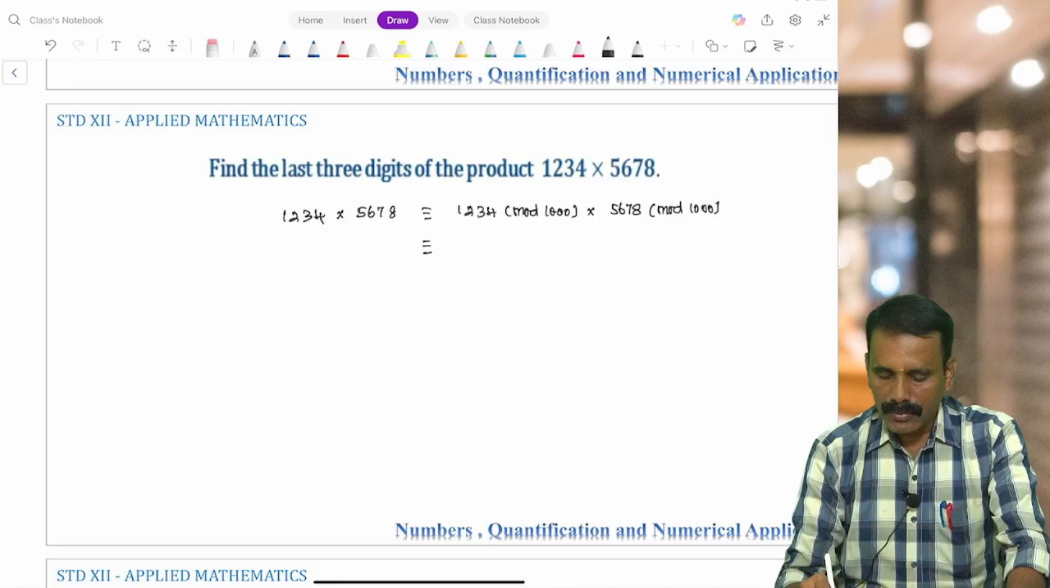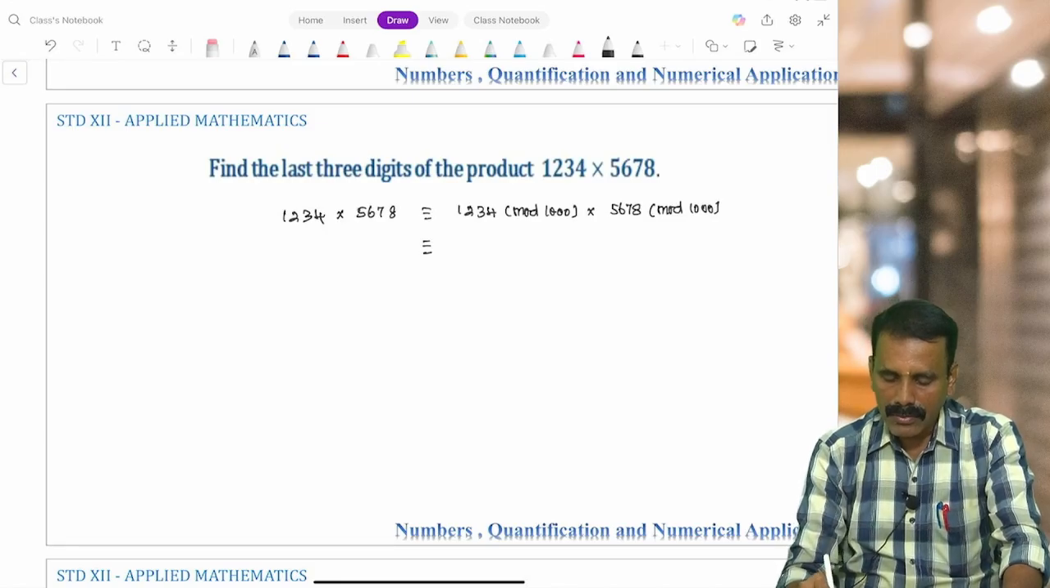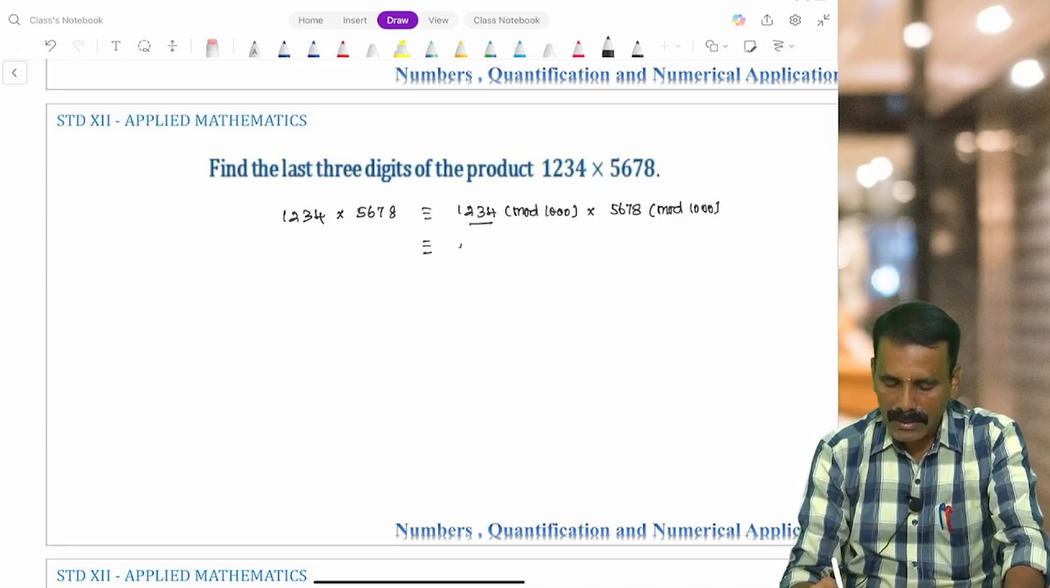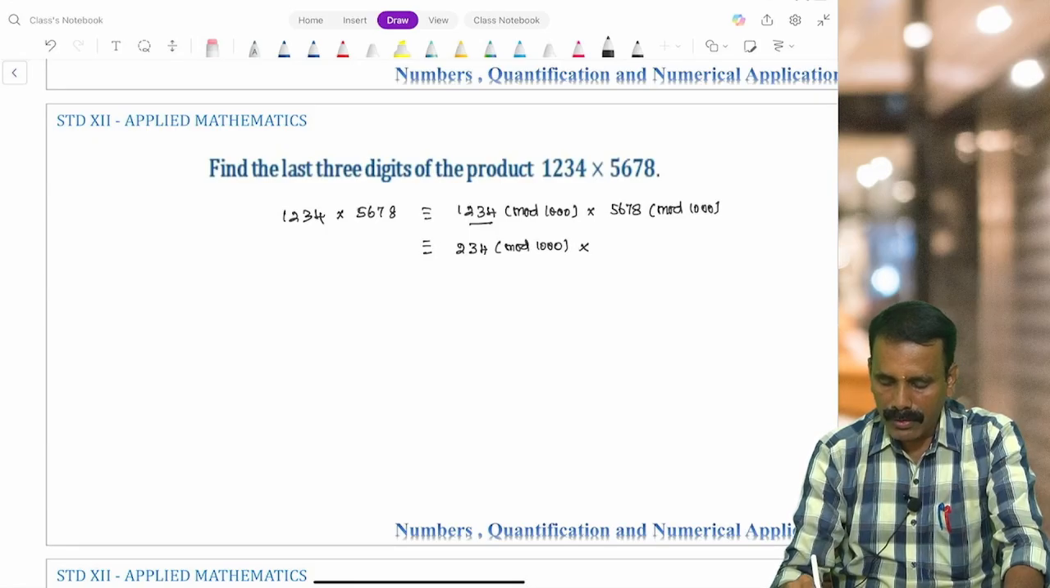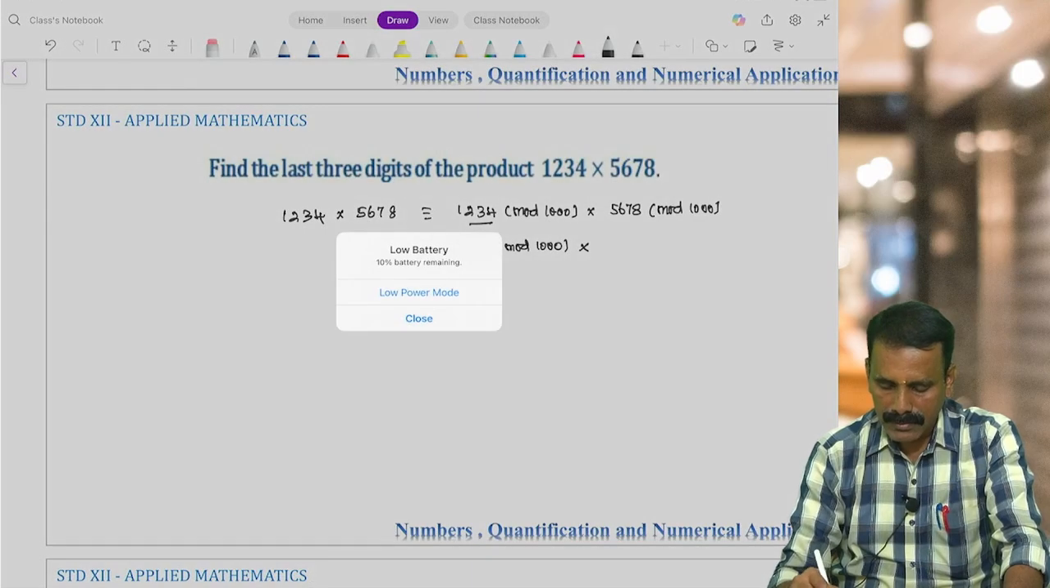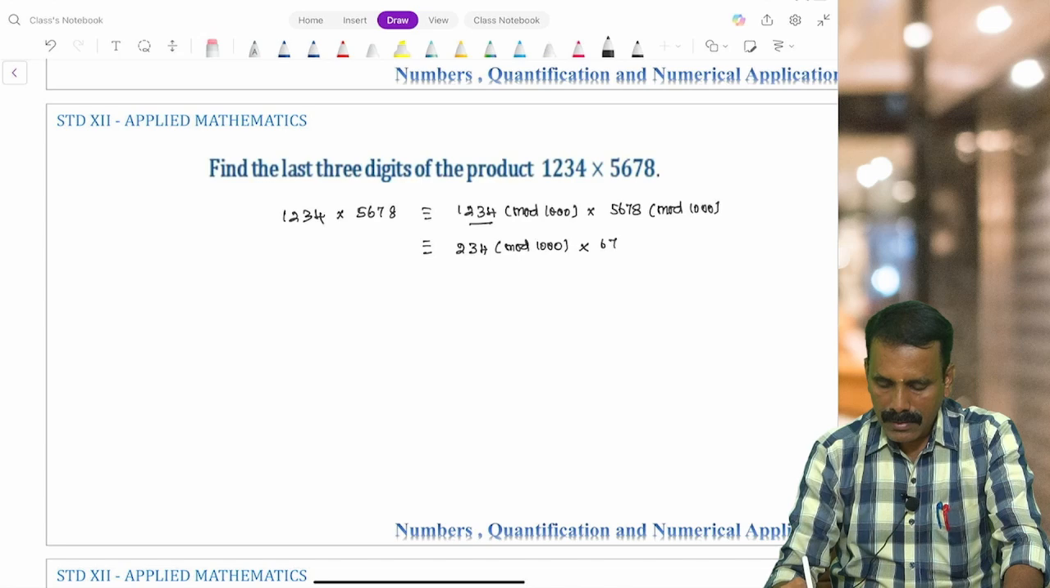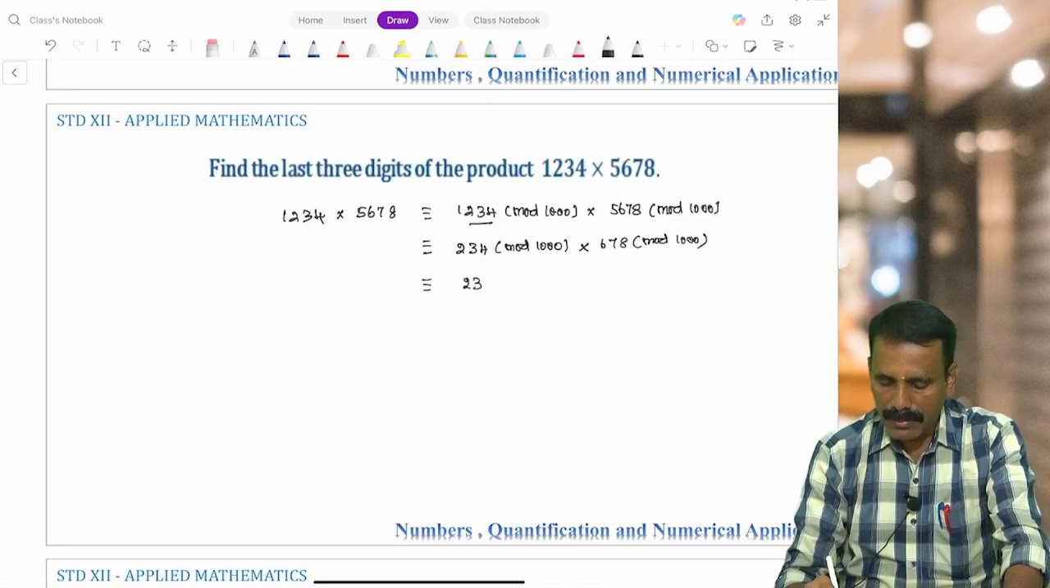So this is congruent to, when you divide 1234 by 1000, the answer is going to be the last 3 digits, 234 mod 1000. And we are going to multiply this with the last 3 digits of 5678, which is 678 mod 1000. And using the property, we multiply the remainders 234 multiplied with 678 mod 1000.